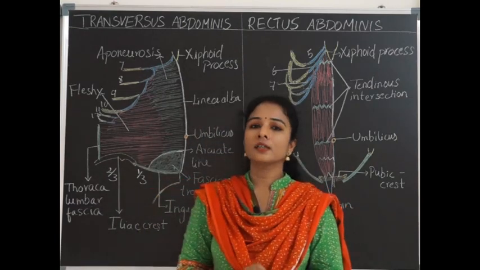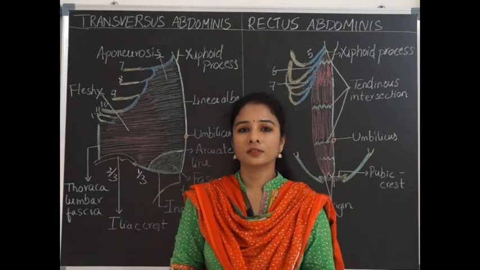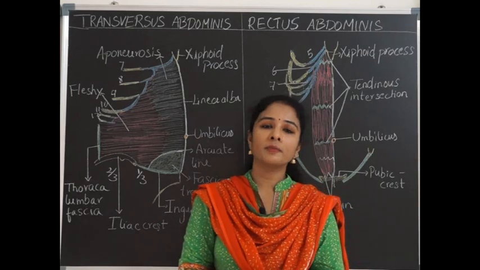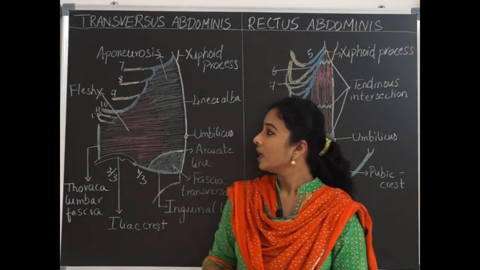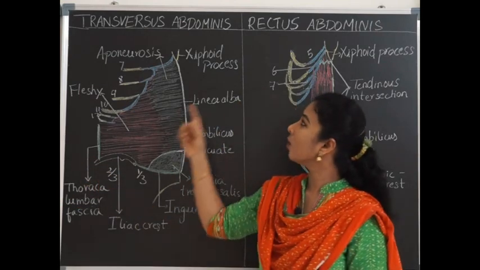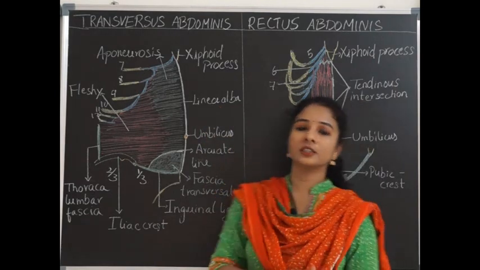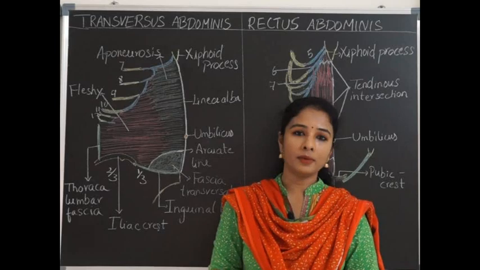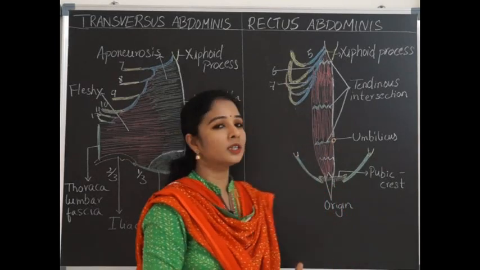All these muscles are supplied by lower 6 thoracic nerves. External oblique is supplied by lower 6 thoracic nerves, and the rest of the muscles, that is internal oblique, transversus abdominis and rectus abdominis, are supplied by lower 6 thoracic and first lumbar nerves. Okay, that is about the nerve supply.